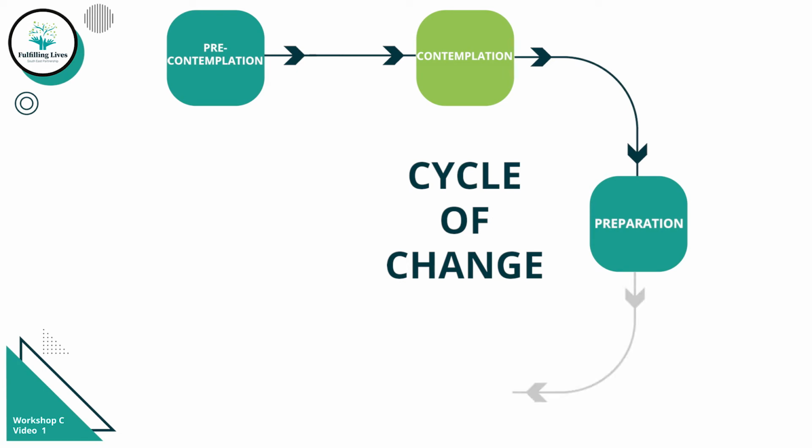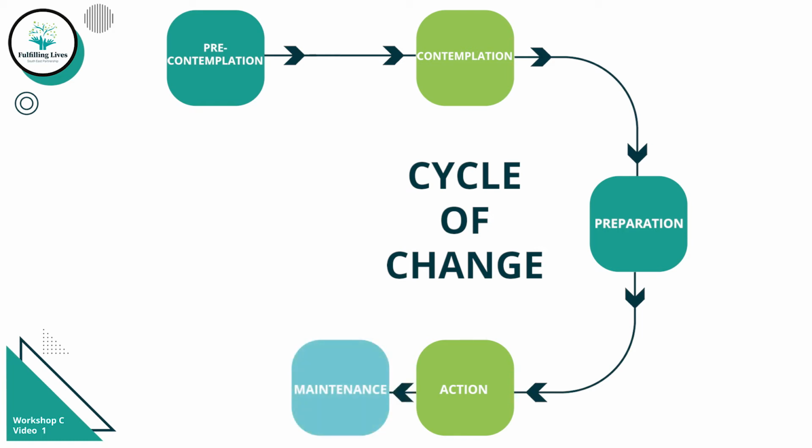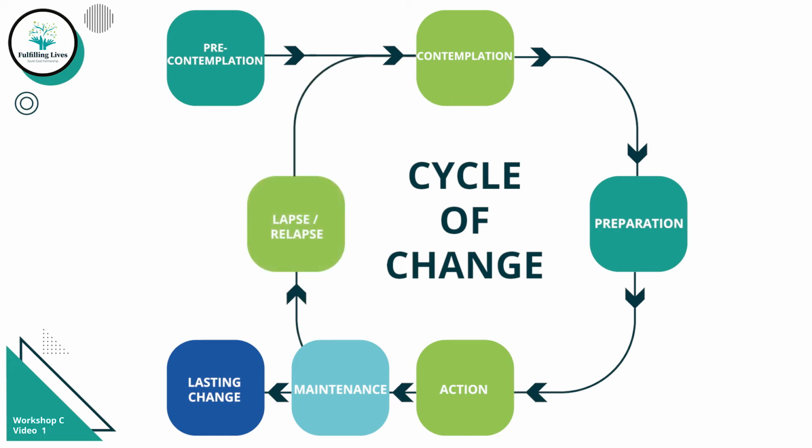Successful progression through these stages leads to action, where the necessary steps to achieve change are undertaken. If successful, action leads to the final stage, maintenance, where the person works to maintain and sustain long-term change. Lapse and relapse is considered an important stage in the change process and is used as an opportunity to learn about sustaining the maintenance stage in the future.